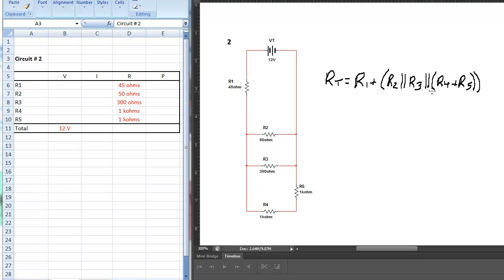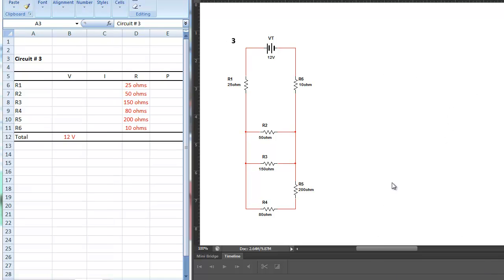So that is shown up here. So you see R2 in parallel with R3, which is in parallel with, and then before. So you've got nested brackets. Before you can do that third parallel branch, you have to sum the two resistances first. So in this case, 1000 ohms plus 1000 ohms. Okay, and then that sum is in parallel with the other two branches. So that is the explanation of the second example.